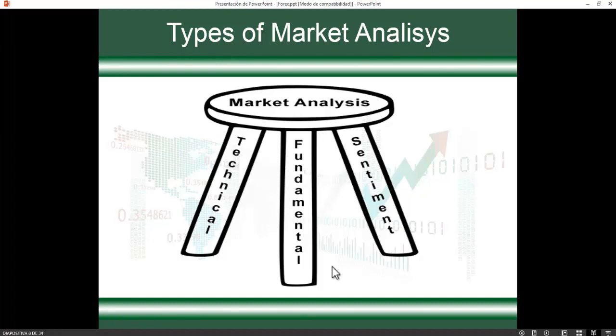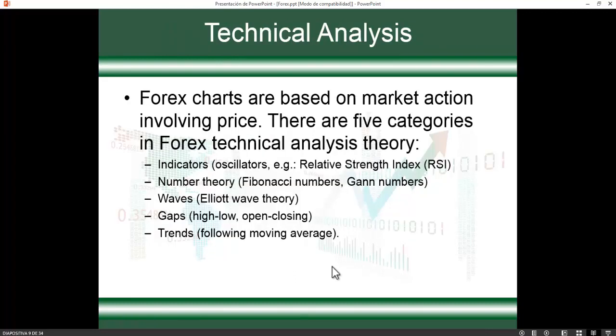So to get started with technical analysis, I'm just going to read you that because I can. Forex charts are based on market action involving price. There are 5 categories in Forex technical analysis theory.